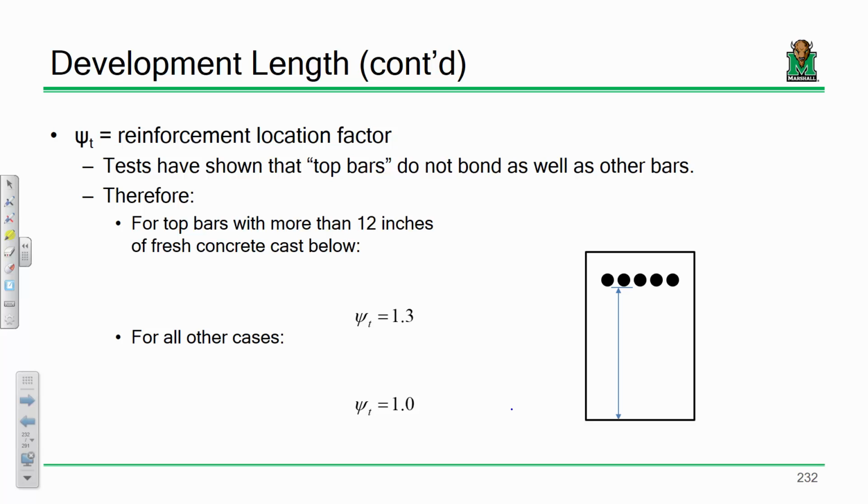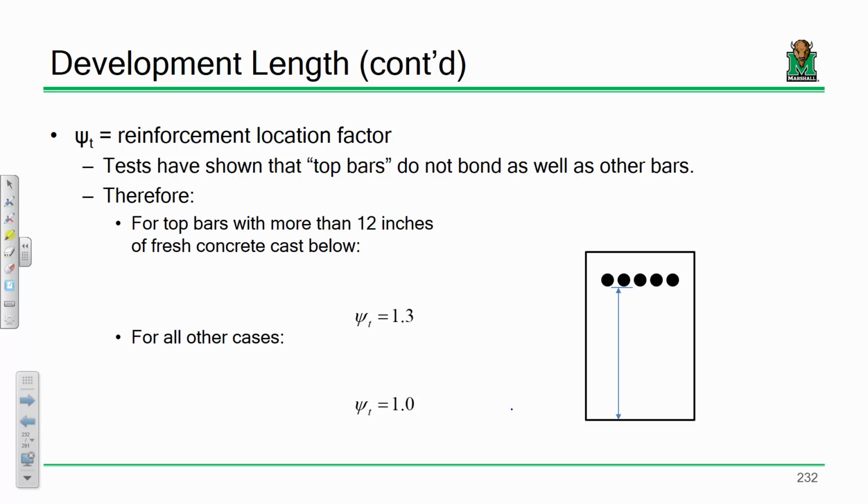So from a development length situation, if you have bottom bars, the bars that are on the bottom of the beam, we take our psi t factor to be 1. That's the default. But anytime you have bars on the top, specifically bars where this dimension is more than 12 inches, we say our psi t factor needs to be bumped up to 1.3. So anytime you're dealing with bars that are on the top, you have to up your development length about 30%. Does that make sense? Am I okay with that?